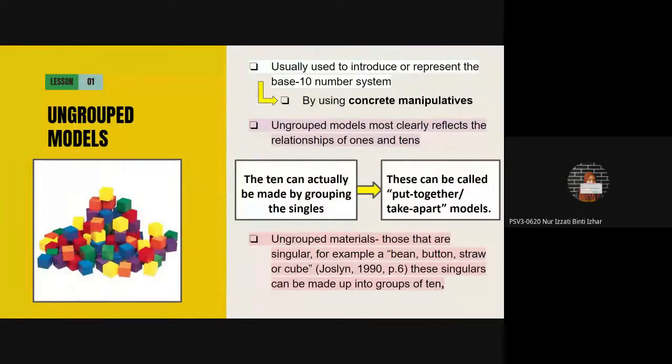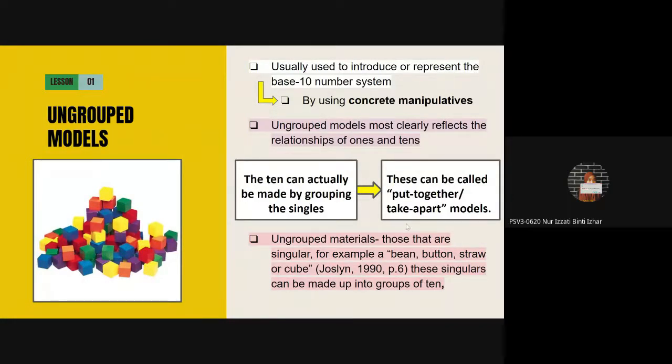Okay, so what are ungrouped models? Basically, ungrouped models are usually used to introduce or represent the base 10 number system by using concrete manipulatives. As you already know, concrete manipulatives are any various objects or materials that students can touch and move around in order to help them learn mathematical concepts. And ungrouped models most clearly reflect the relationships of ones and tens.